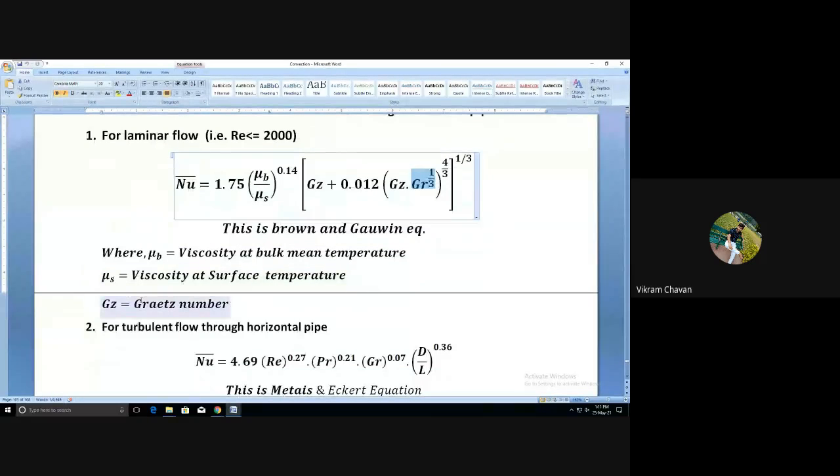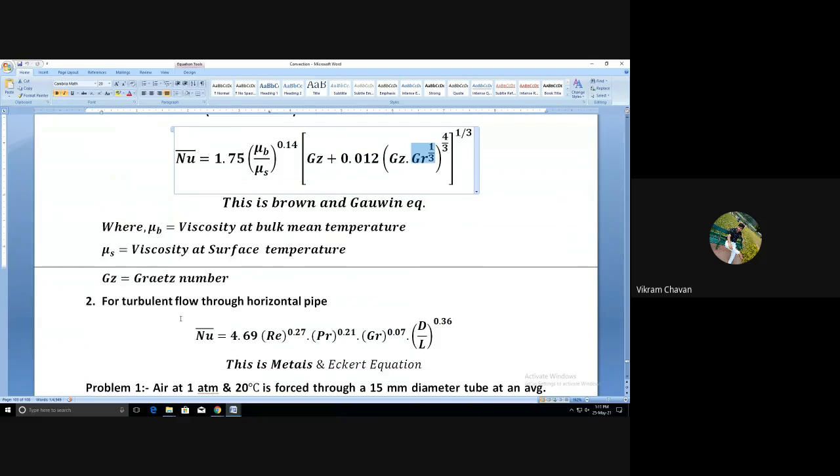The same for turbulent flow: if the Reynolds number is greater than 2000, we have to consider the flow through the pipe as turbulent flow. In that case the average Nusselt number will be calculated as 4.69 inside the bracket Reynolds number raised to 0.27, Prandtl number raised to 0.21, and Grashof number raised to 0.07.